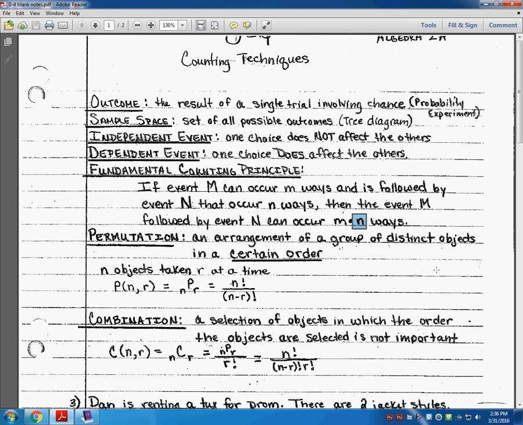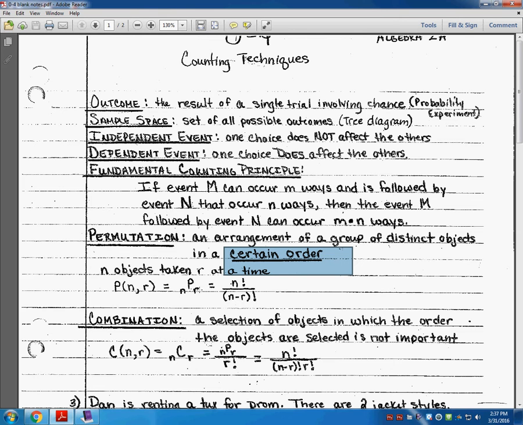The next one is called permutation. Permutation and combination, you should have experienced in Algebra 1, but you probably don't remember it. Permutation is an arrangement of a group of distinct objects in a certain order. Order matters. That's super important. The difference between permutation and combination is that order matters, okay? So they write it this way. P, permutation, of n comma r, so n objects taken r at a time.